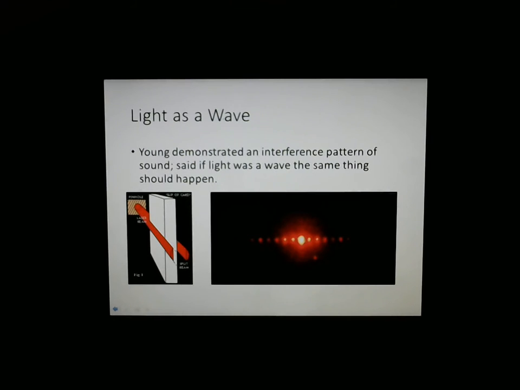Okay, light as a particle just could not explain this, but light as a wave could. Okay, the bright parts were constructive interference, the bright spots. The dark regions, the bits in between the bright spots, were destructive interference. Okay? And this was very conclusive evidence to put light particles back in the coffin, and everyone was on the wave bandwagon going into the 19th century.